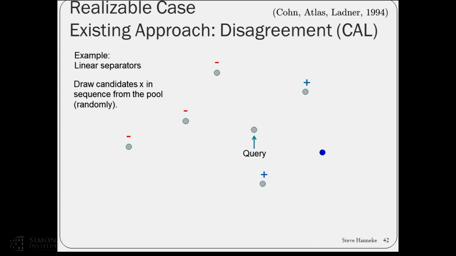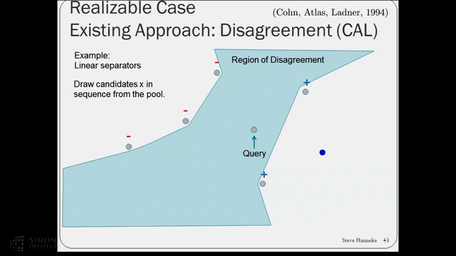If you think about the set of all points such that there is some separator consistent with the data that labels it plus and another one consistent with the data that labels it minus, those points form a region colored like this. We call this the region of disagreement. CAL is defined by the property that it draws points at random and queries a point if and only if it's in the region of disagreement. Of course, after you query the point, you implicitly update the region of disagreement.